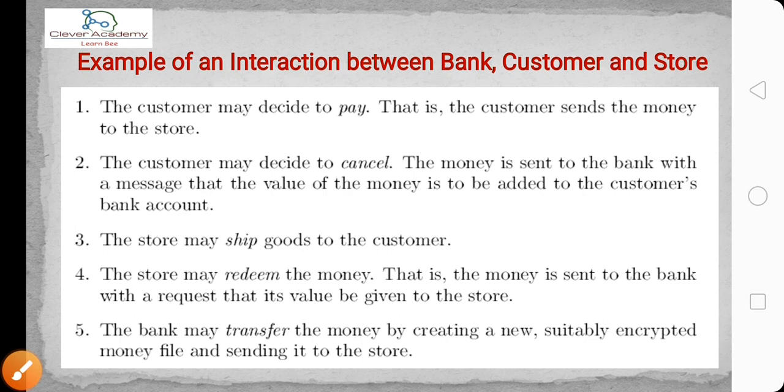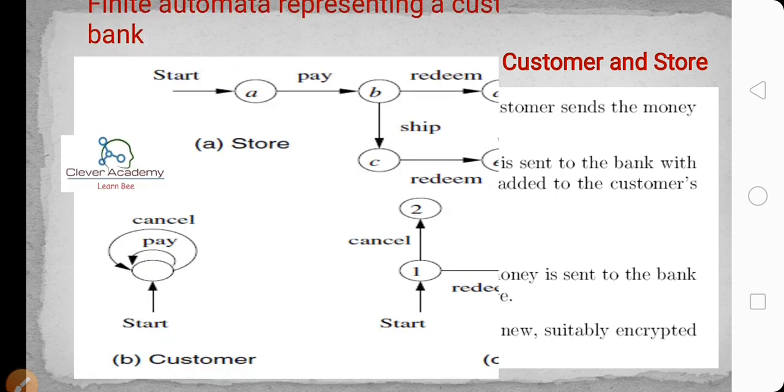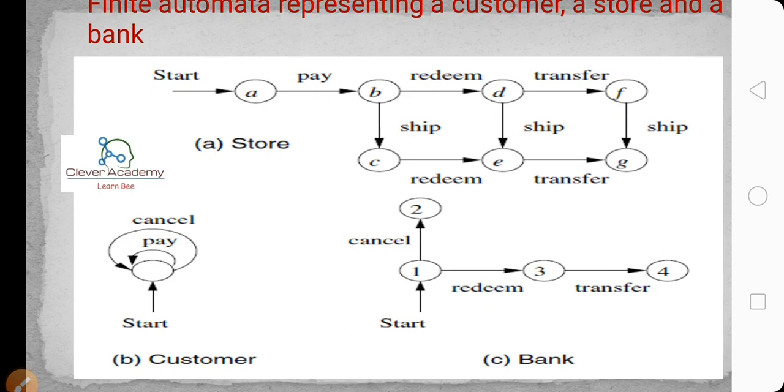And finally, the bank may transfer the money by creating a new suitably encrypted money file and sending it to the store. So they want to transfer it. Whenever I give a request to pay, they encrypt the data and pay the particular amount to the store. This is how we are going to identify the particular things. So you can see the example now, the finite automata.